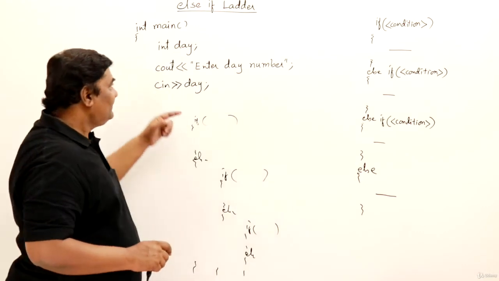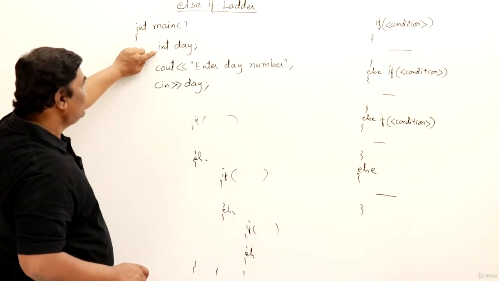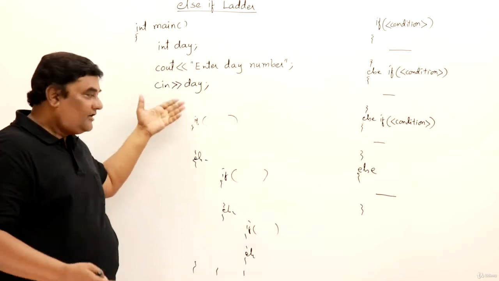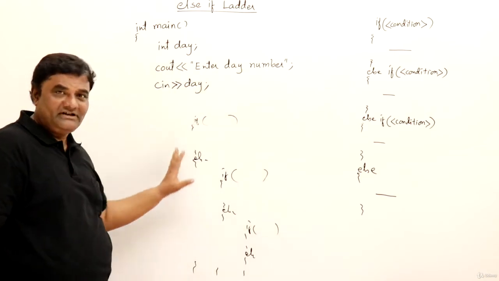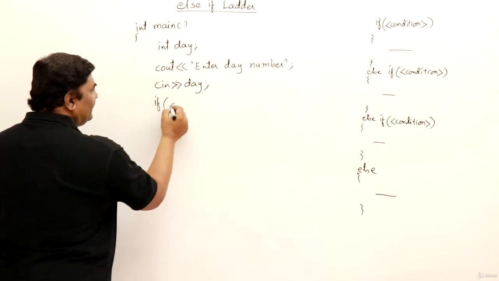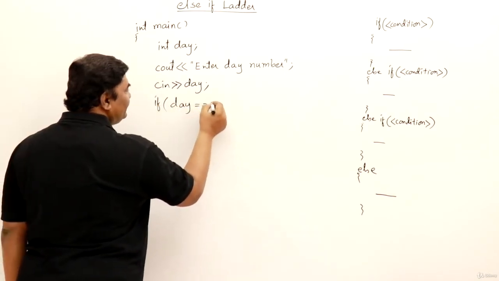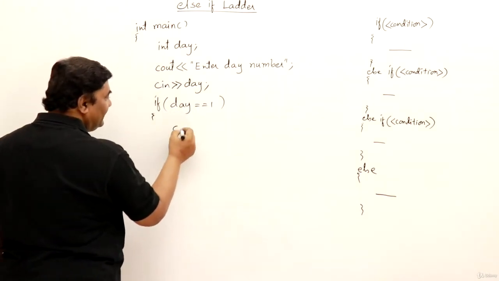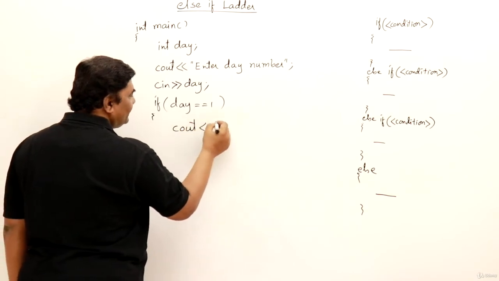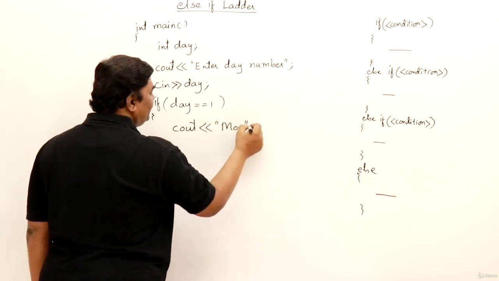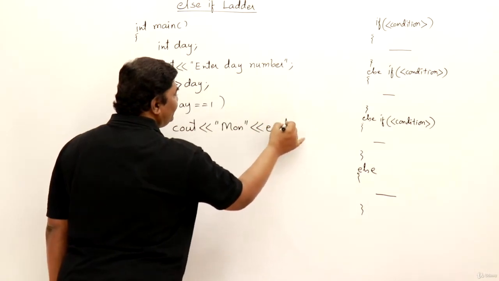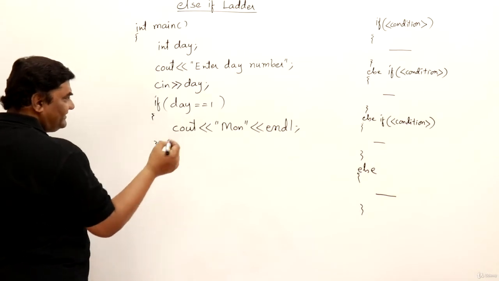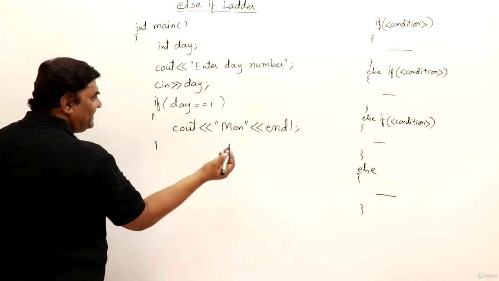For that, I already have the main function written here. The day variable is already there. Enter day number is there. Then reading day. Now here, I will write the conditional statement. So I'll remove this and write: if day is equal to 1, this has to be exactly equal to 1, so the equal to symbol is used. Then here I will say cout Monday. And endl means go to the next line. If at all you require, you can write that, otherwise you can skip it. We are going to just display one day, not all days.